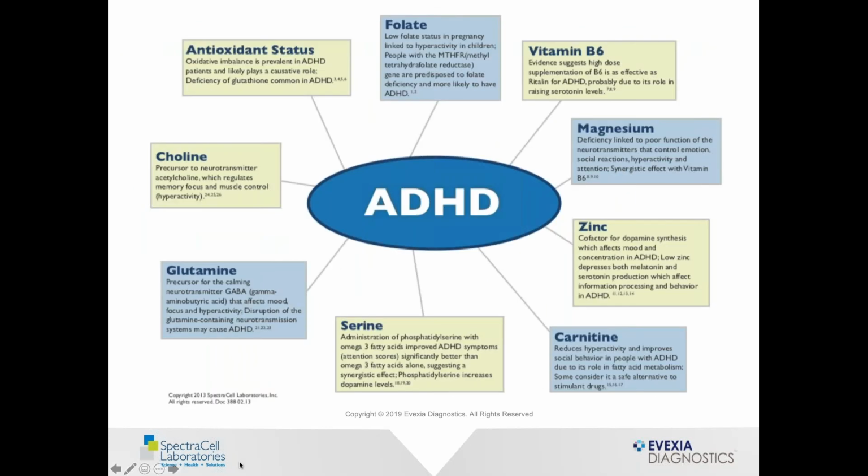So let's go to the first one here. This is ADHD, as you can see on the slide. These are the associated micronutrient depletions. If you look over on the left, choline as an example, and it gives you some great information. Choline is the precursor to the neurotransmitter acetylcholine, and that regulates memory and focus and muscle control. That may be low in the individual. Magnesium as well. It's linked to deficiency in neurotransmitters.